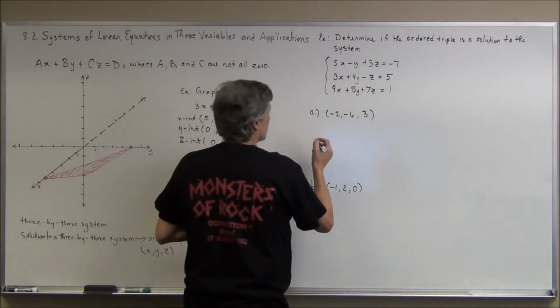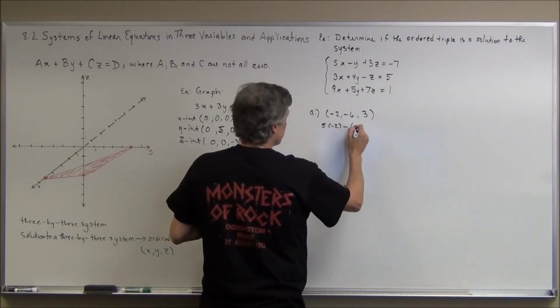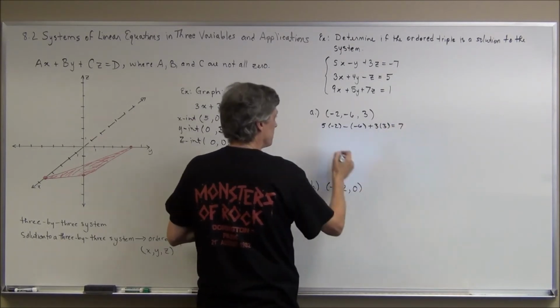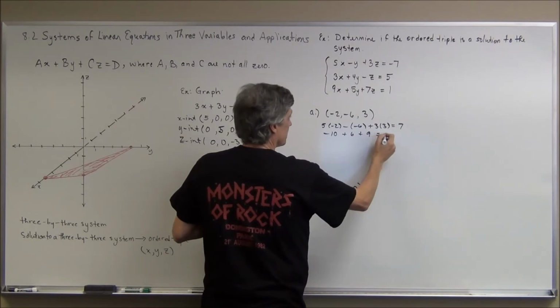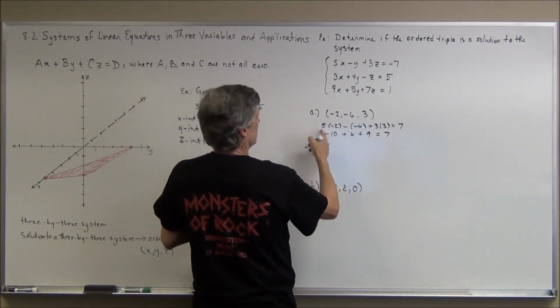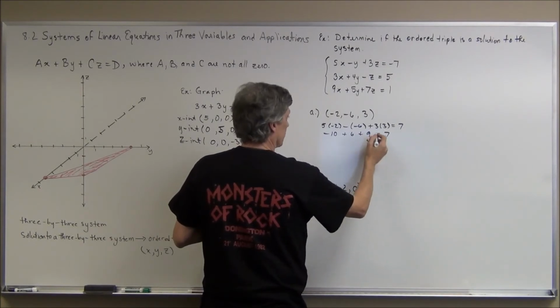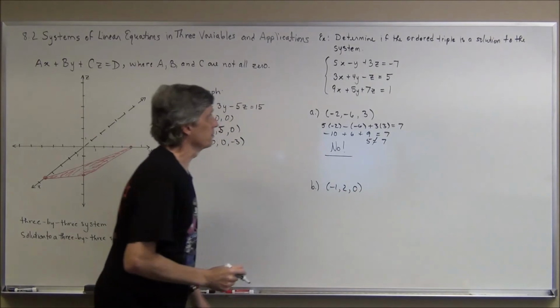So let's try this first one here. 5 times -2 minus -6 plus 3 times 3, does that equal 7? This is -10 plus 6 plus 9, does that equal 7? Let's see, -10 plus... no, it doesn't look like I get 7. I get 5. Well, that's not true. So I don't have to go any further. No, it is not a solution.